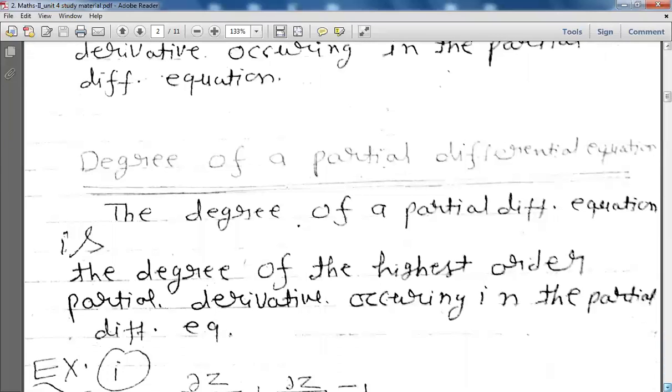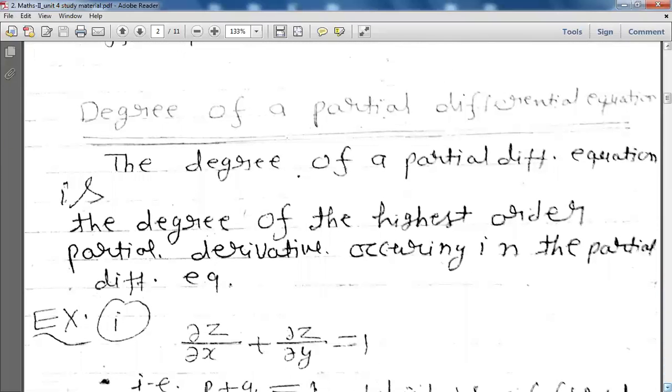Now, the degree of a partial differential equation. The degree of a partial differential equation is the degree of the highest order partial derivative occurring in the partial differential equation.